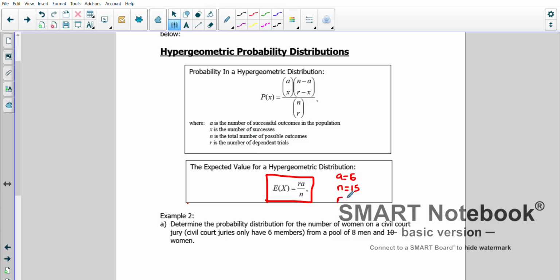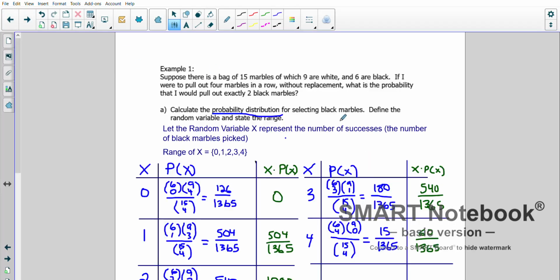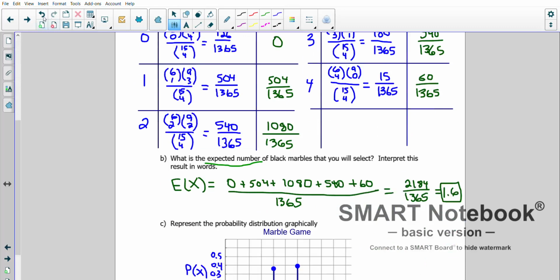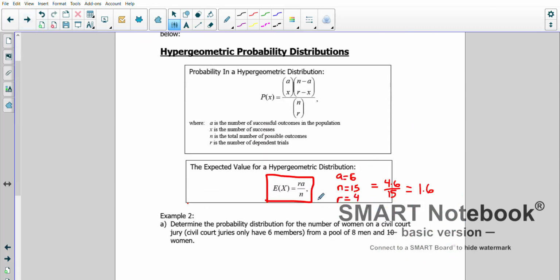Well, how many times did we pick these marbles? 4 times. So if I were to put these values into here, look what I get. E of x equals R times A over N. So that's 24 over 15, which equals the 1.6, which is the same value you get from doing all this work and then adding them up. So you'll definitely want to be using this formula if you're able to identify it as hypergeometric.